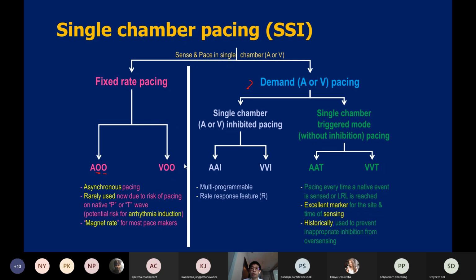By the way, does anyone not understand anything about this type of pacing? Okay, if there are no questions, I will move on to another slide.